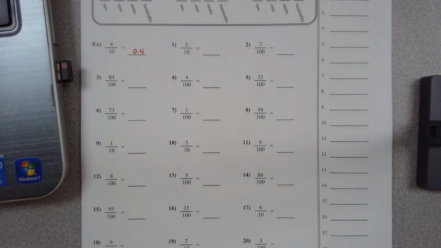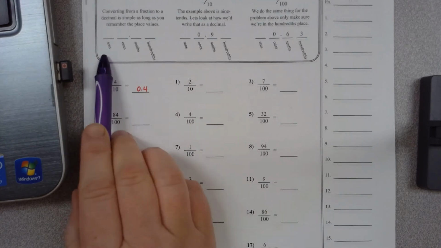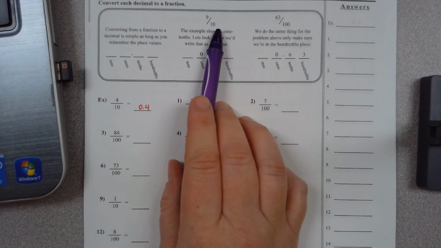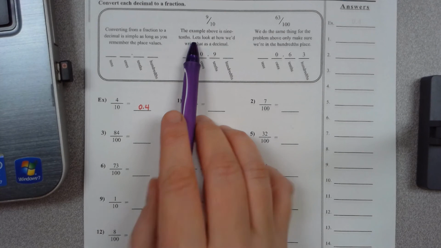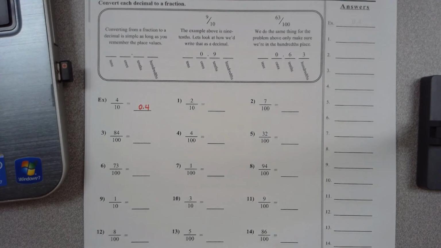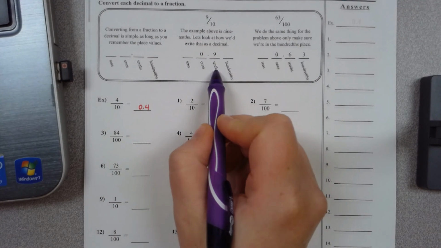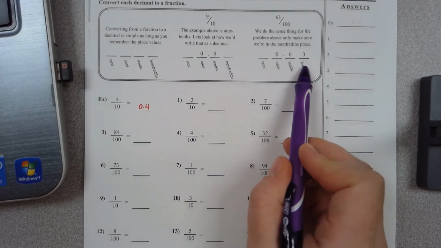Okay? So one of the first things you need to know is your place value. So when you're converting fractions to decimal, it's simple as long as you remember the place values. Remember, tens, hundreds, your decimal, and then you start your tenths and your hundredths. So if you look at 9 tenths right here, this example above is 9 tenths. Look at how we'd write that as a decimal. You would simply write it as 0 in your ones place, and the 9 goes in tenths. So 9 tenths. This one right here is 63 hundredths. So 63 hundredths. See how simple?